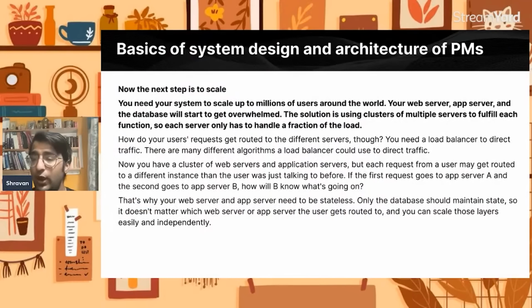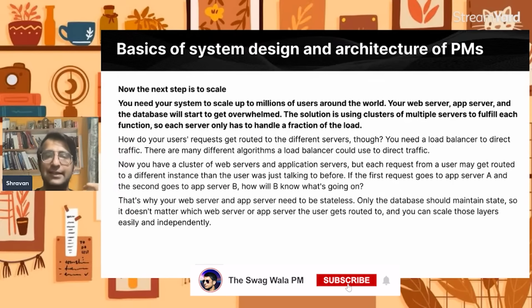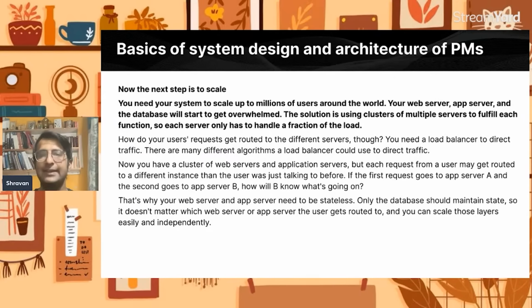So in the case when you have multiple people on the servers, you typically need something called a load balancer to direct traffic. And it will handle a fraction. Multiple servers will have multiple types of loads, right? So now you have a cluster of web servers, and an application server is basically the web server only, but each request that comes from a user may be routed to a different server, right?